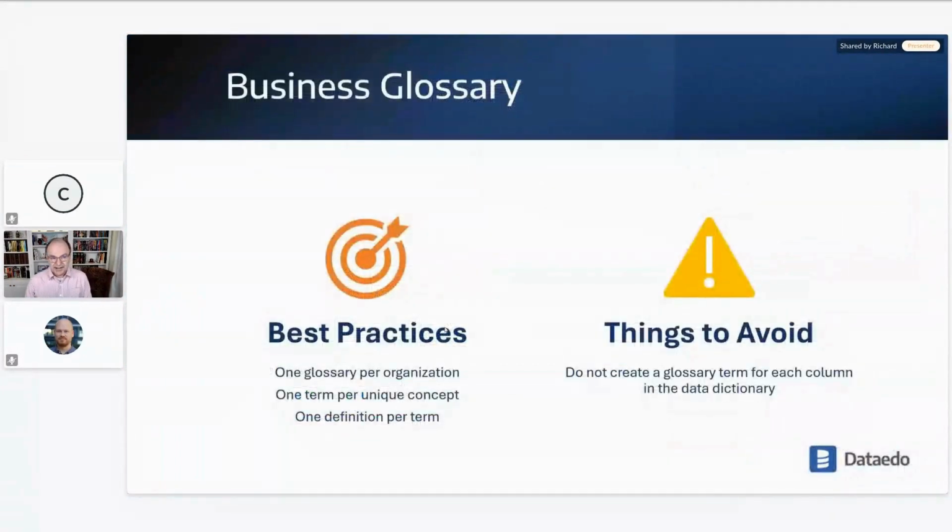Now, some best practices to have to do with the business glossary. We'll go through these briefly. One glossary per organization, one term per concept, and one definition per term. The idea here is uniqueness. We want to have unique terms and unique definitions, and I'll talk more about those. And over here, a warning here that I'm going to talk about a little bit towards the end of this.